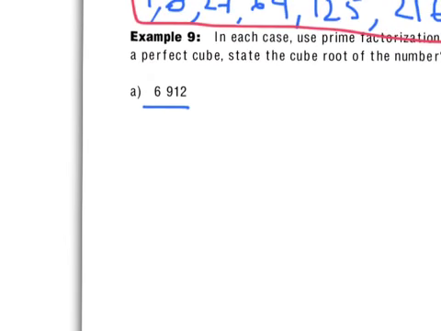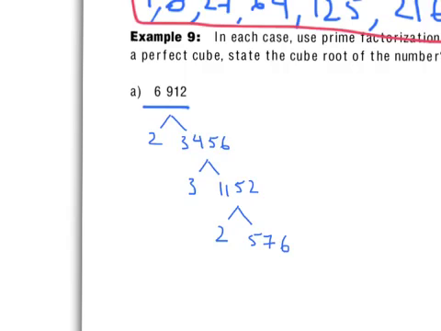So starting off, I'm going to do a factor tree again. But this time I'm looking for triplets or sets of 3 equal factors. So I'm going to start with a 2 because I'm not really sure what else will go into 6,912. So 6,912 divided by 2 gives me 3,456. And I'm going to try dividing that by 3. And that gives me 1,152, and I'm going to divide that by 2, and that gives me 576.